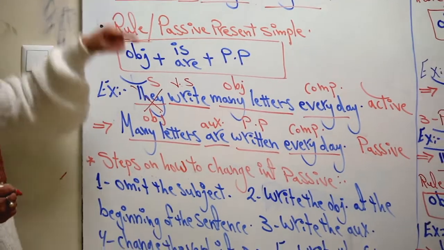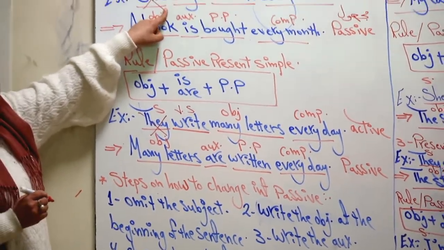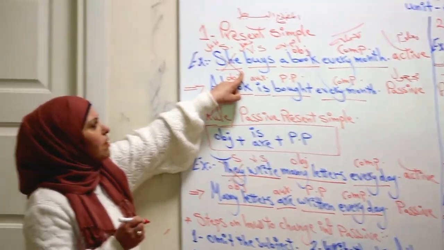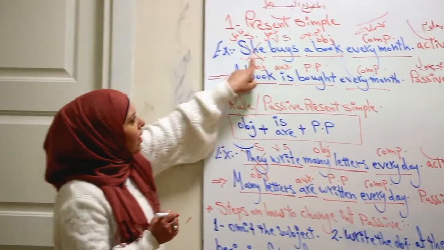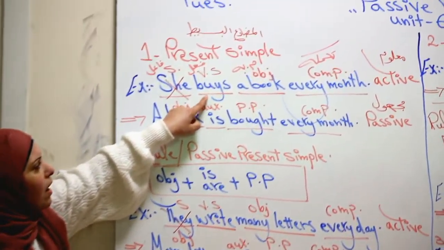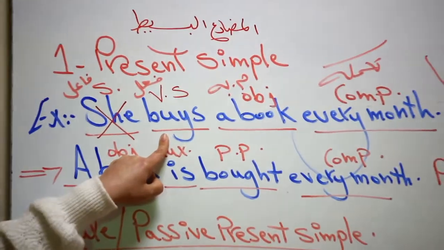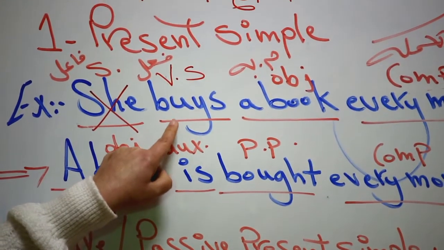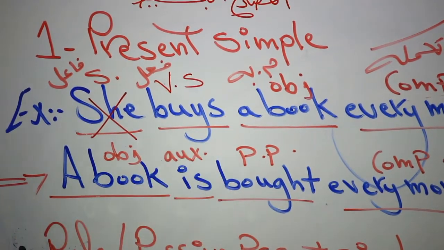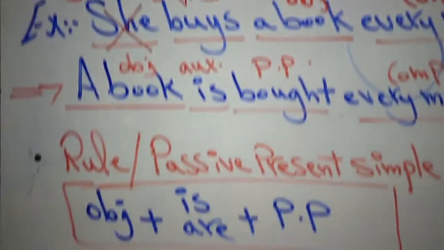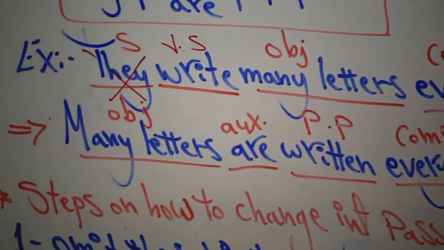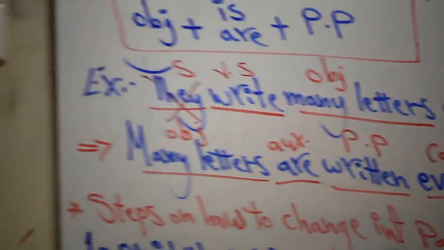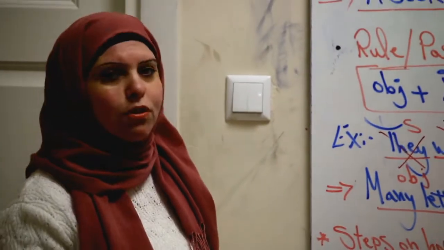هاي كملنا البريزنت سمبل. اوكي طبعا شلون كيفيه نستدل انه هاي الحاله هي البريزنت سمبل من الفعل. شوفوا هنا عندي she buys and you know the verb in the present simple either takes s or without s. Here I have buys with s and here I have they write without s according to the subject. حسب الفاعل الفعل في المضارع البسيط ياخذ s او بدون s.